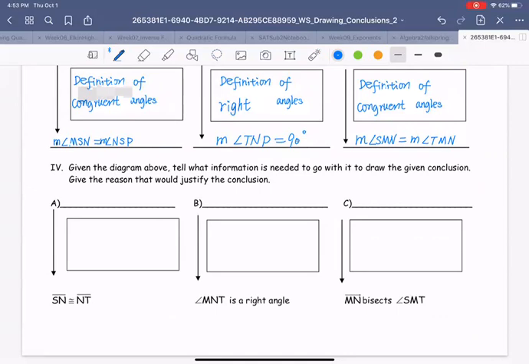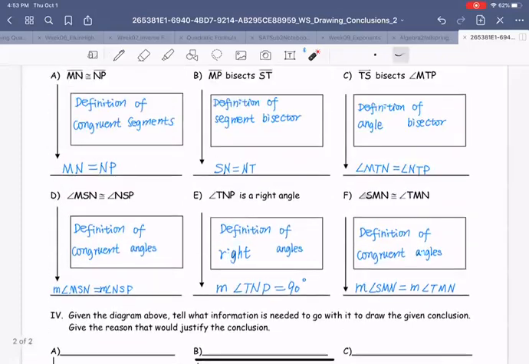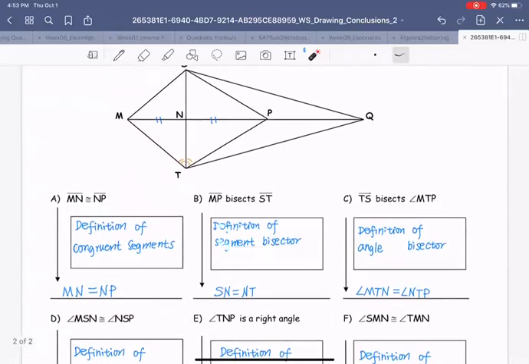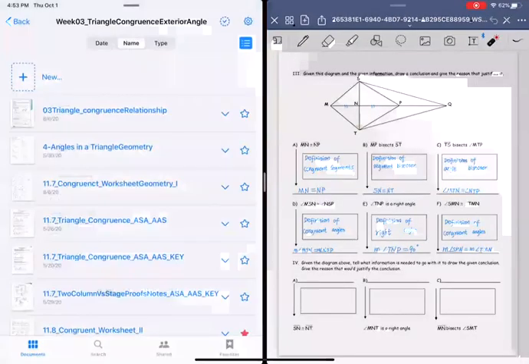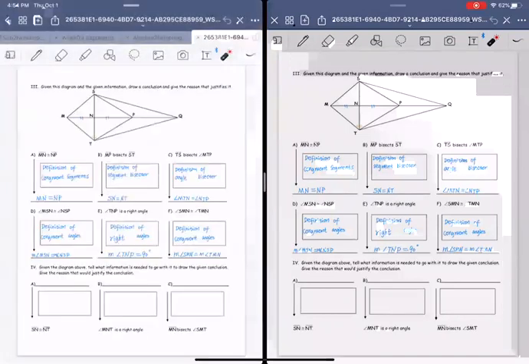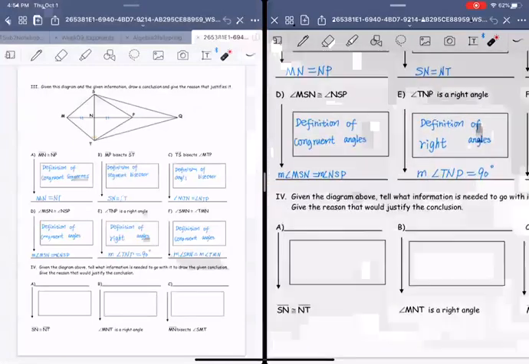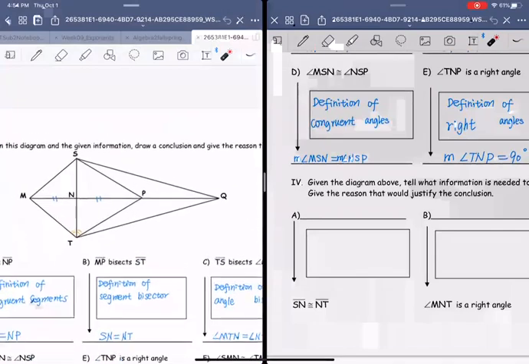Given the diagram above, tell what information is needed to go with it to draw the given conclusion. So if we want to get that conclusion, what do we have to do? Same diagram, yes, we use this same diagram. Let me make a new window, which I will be able to show this side by side. Okay, now, is this better? Yeah.